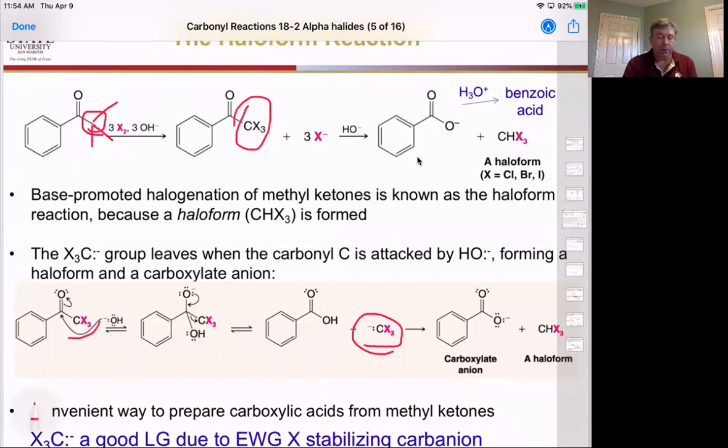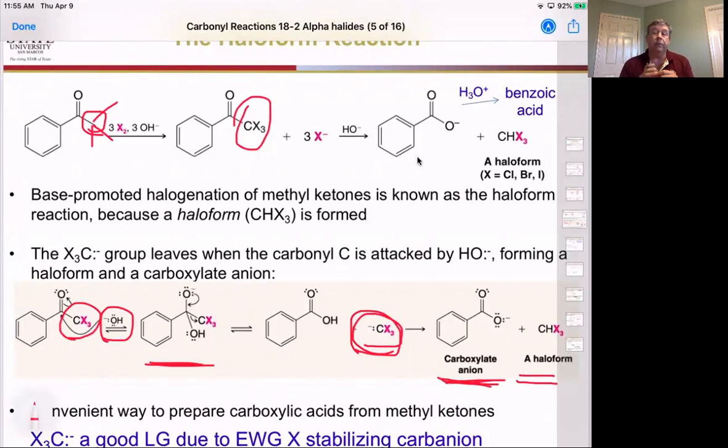So once we form the tri-substituted carbon here, we can have attack by the hydroxide to give us our intermediate here. And now we have a competition by which is the better leaving group. Do we have a hydroxide as a better leaving group, or do we have that tri-substituted methyl group? And in this case, the tri-substituted methyl group is the better leaving group. And then of course we have base in the system, so we end up with our carboxylic acid anion, and then our halo compound or haloform compound.